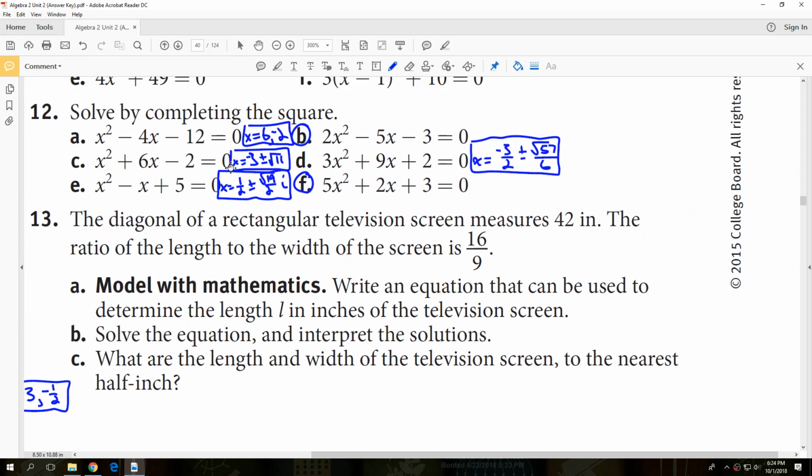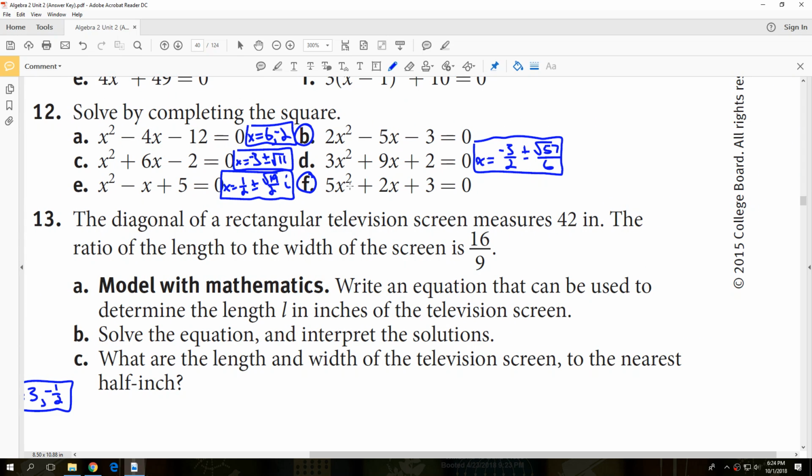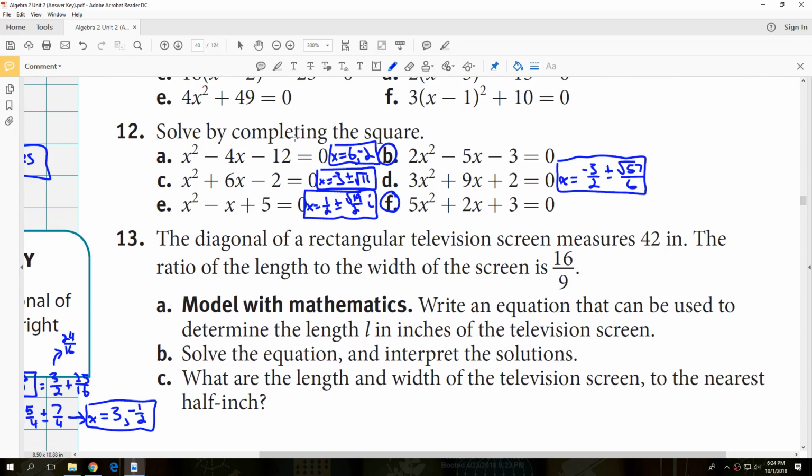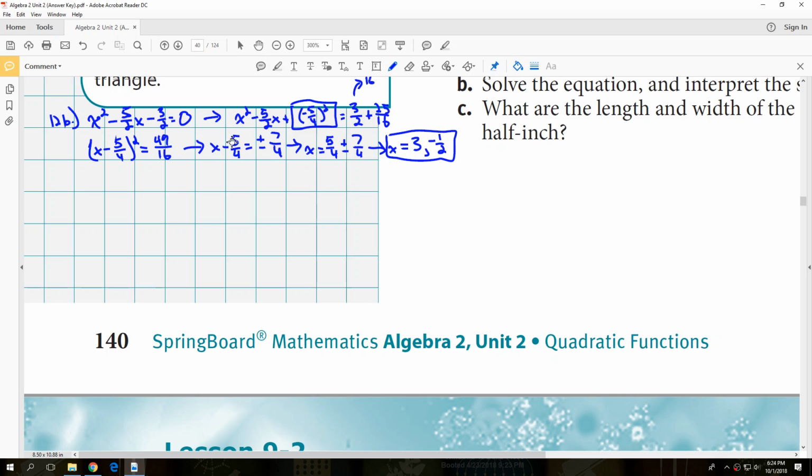So that was F, which is 5x squared plus 2x plus 3 is equal to 0. So I need to divide by 5. And so this one's going to get pretty nasty with fractions here. We got a 2/5 and a 3/5. All right, let's get started. And what was that? F. So 12F.